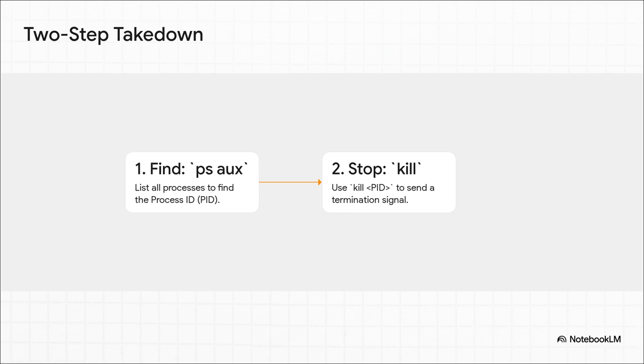You run ps aux to get a list of everything running on the box. You find your runaway process and grab its process ID, the PID. 2, you stop it. You use the kill command, give it that PID, and tell it to shut down. Find it, stop it. It's that methodical approach that interviewers love to see.